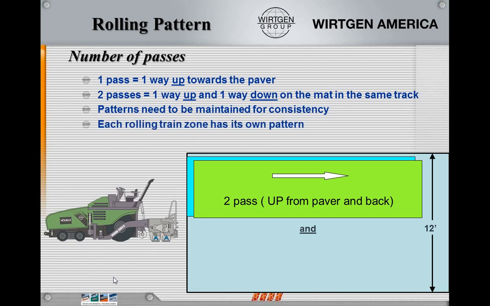And each roller is going to have its own pattern. The breakdown roller is the one that's going to be critical. The rubber tire roller, like I said, just never needs to stop. But for the finish roller, you might want to establish a roller pattern as well.